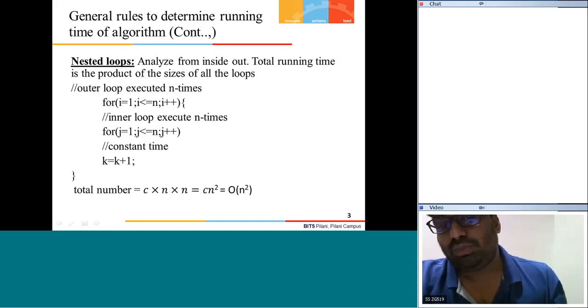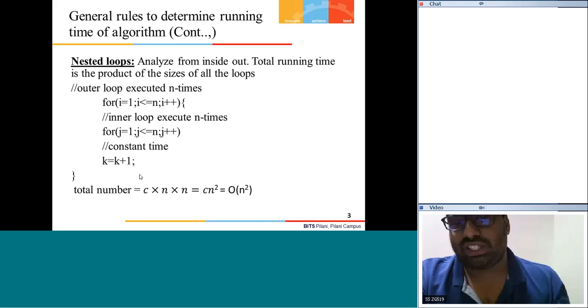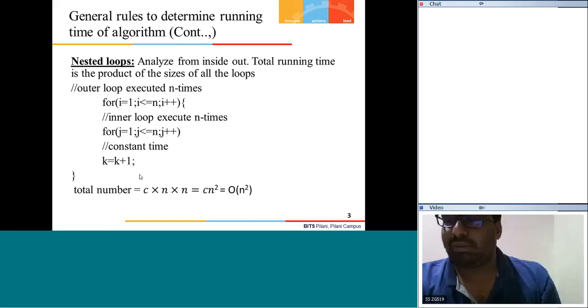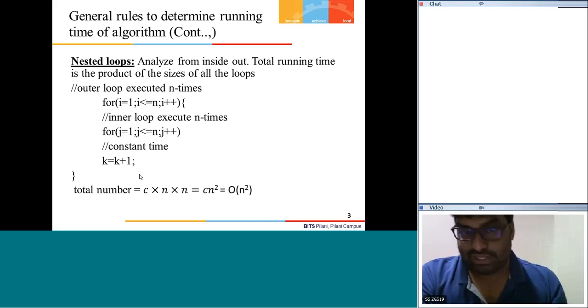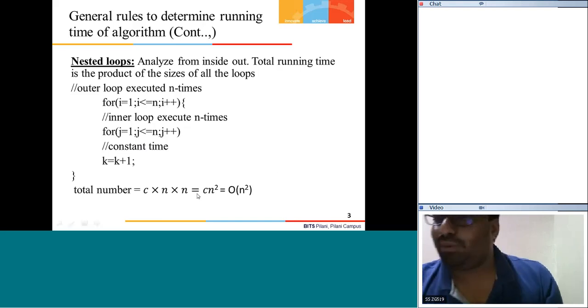After you exit this loop, there is one more loop which is running. If you see program inside program, the outer program is now running for n times, right? So the constant runs c times, then the first for loop n times, then the next for loop n times. So it becomes constant into n into n. That's why it is total constant n square, and the time complexity is order of n square.